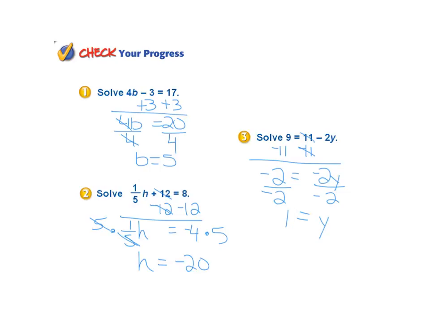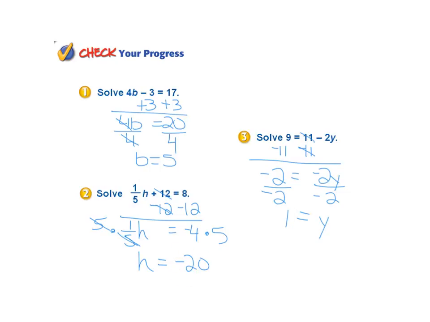How'd you do? I got, on the first one, b equals 5. I think that one was pretty straightforward. Number 2, I got h equals negative 20. Make sure you watch your signs. 8 minus 12 is negative 4. And negative 4 times 5 would be a negative 20.